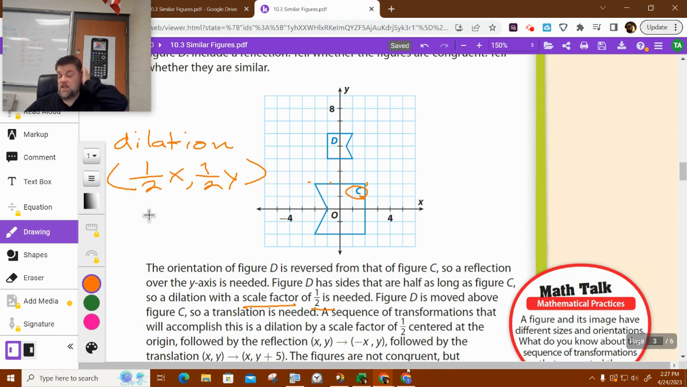Then the next thing we need to do is reflect it across the y-axis. So remember that to reflect it across the y-axis, you're going to negate the x's. So this becomes negative x, comma, y. So the y values stay the same.